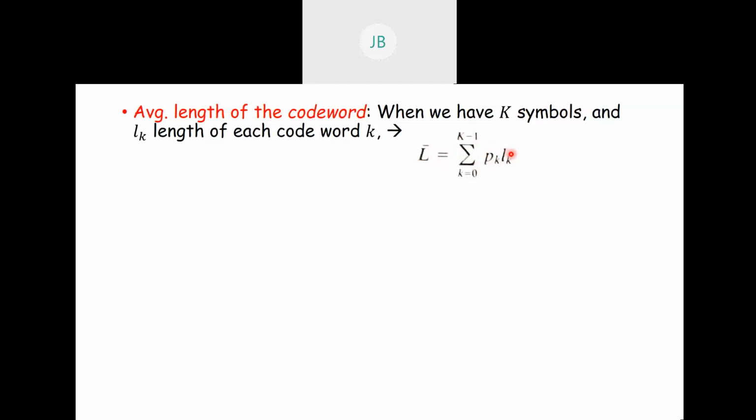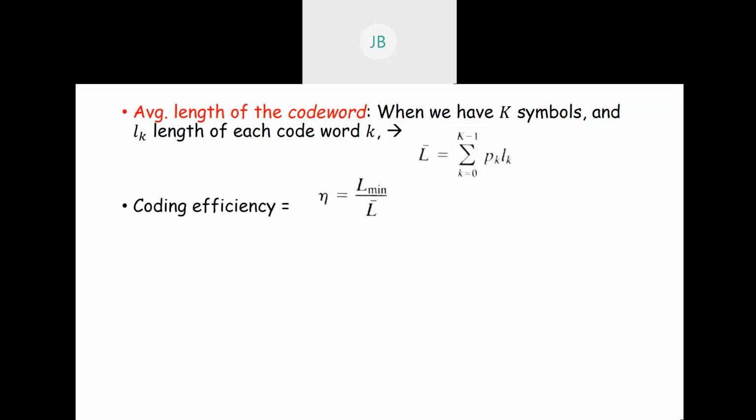So this is nothing but the weighted length, because we have the probability of occurrence of a particular symbol k, and if that symbol is represented in terms of code words, then the number of bits in that code word is l_k. For example, if a is represented by just one bit, b may be represented by two bits, then l_k becomes 2, and so on.